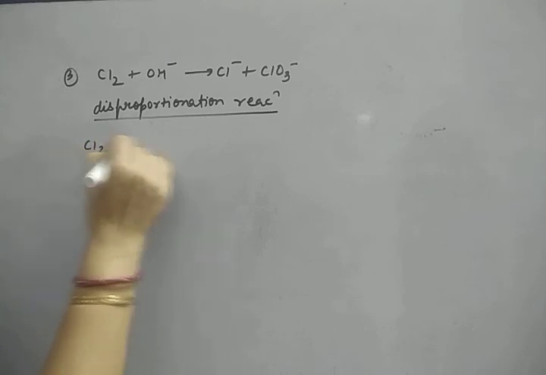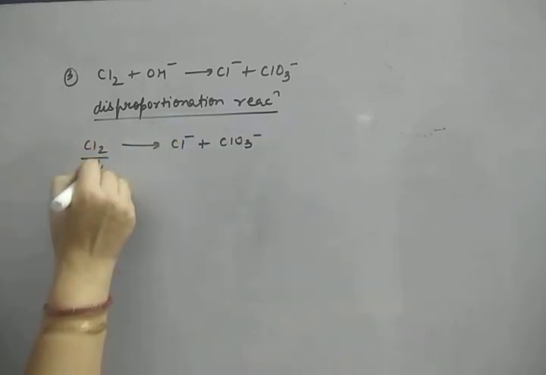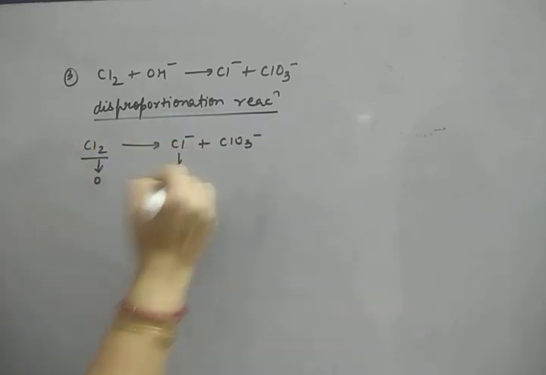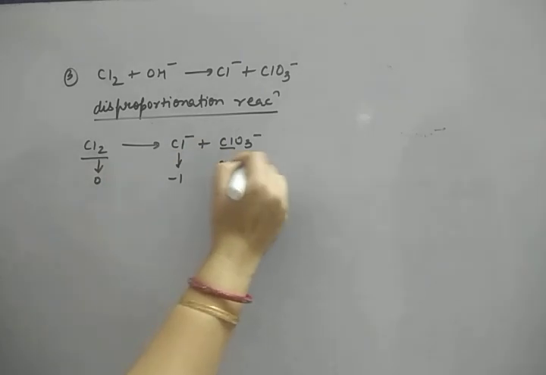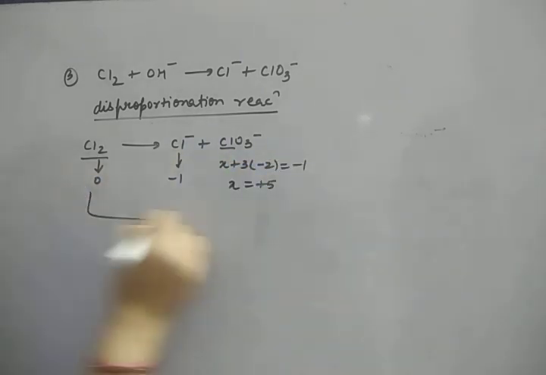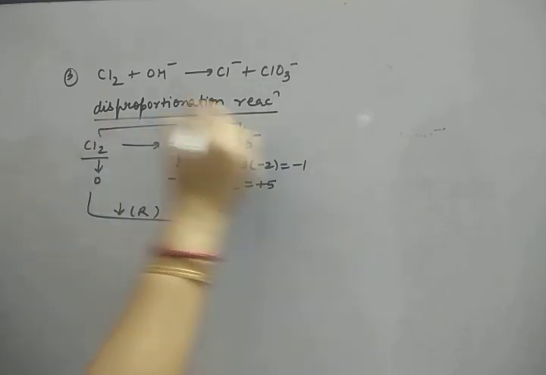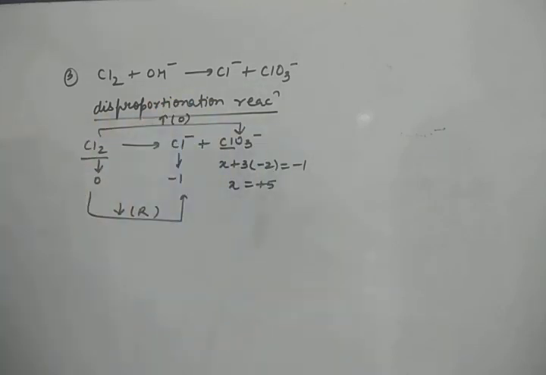So Cl2 gives Cl minus plus ClO3 minus. Here the charge on chlorine is 0. Here it is -1. Here x plus 3 into -2 equal to -1, so x equal to +5. So 0 to -1 decreasing, that is reduction, and 0 to +5 it is increasing, that is oxidation. Okay, so chlorine is simultaneously oxidized and simultaneously reduced. So it is a disproportionation reaction.